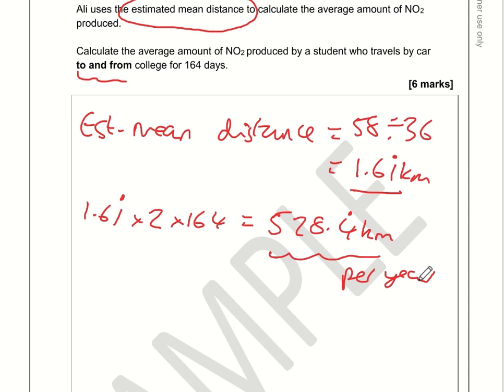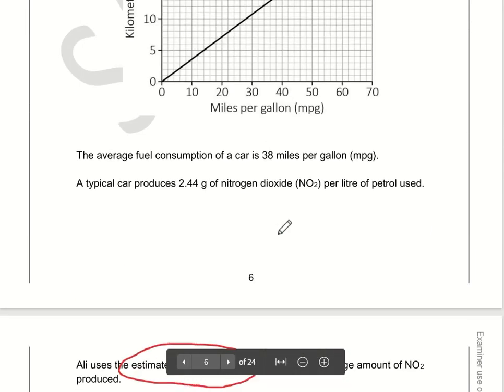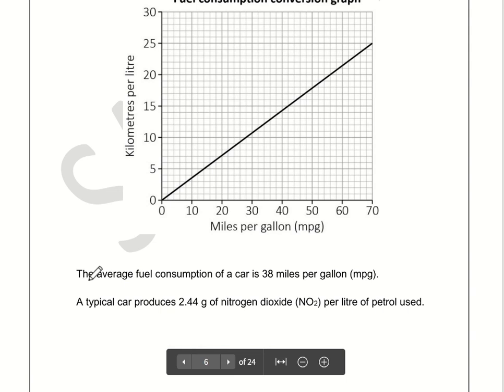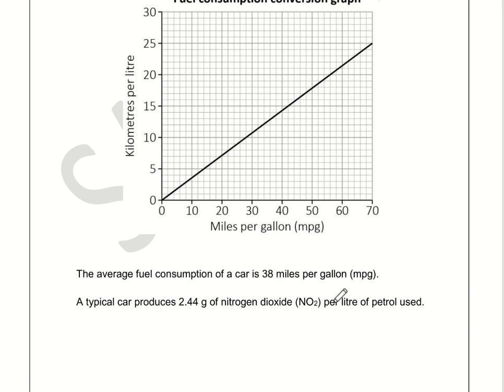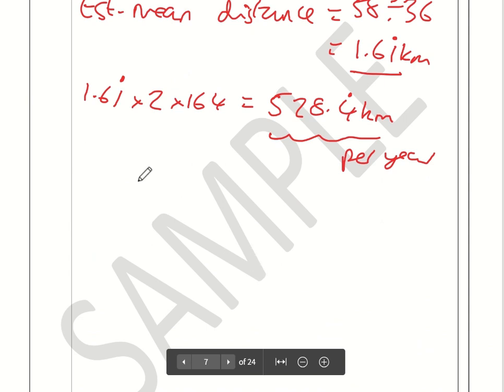Okay, now what other information do we need to play around with? So it says here that the average fuel consumption is 38 miles per gallon. So if I go to 38 miles per gallon, which is this line just in front of the 40, that will tell me how many kilometres per litre. So if I go up here and take a reading across, for me that is kind of halfway between these two lines. Using a pencil and a ruler will mean you get this a bit more accurately. So for me that is 13.5 kilometres per litre.